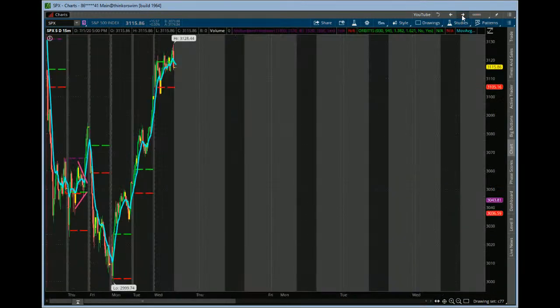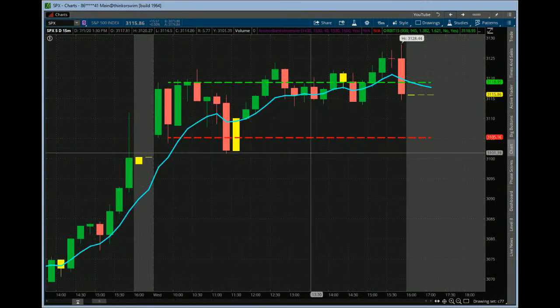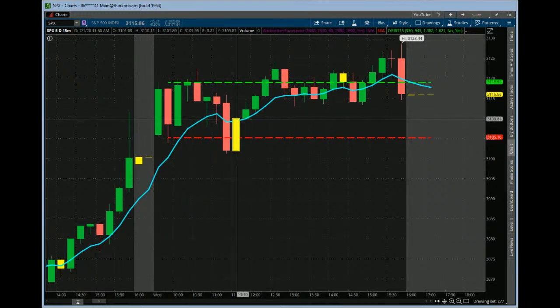So let's see, 15 minutes. There we go. So choppy day on the SPX, right? We were pretty much contained mostly by the 15-order range, guys. It was a tough trading day on the SPY. We did micro scalp type stuff today.